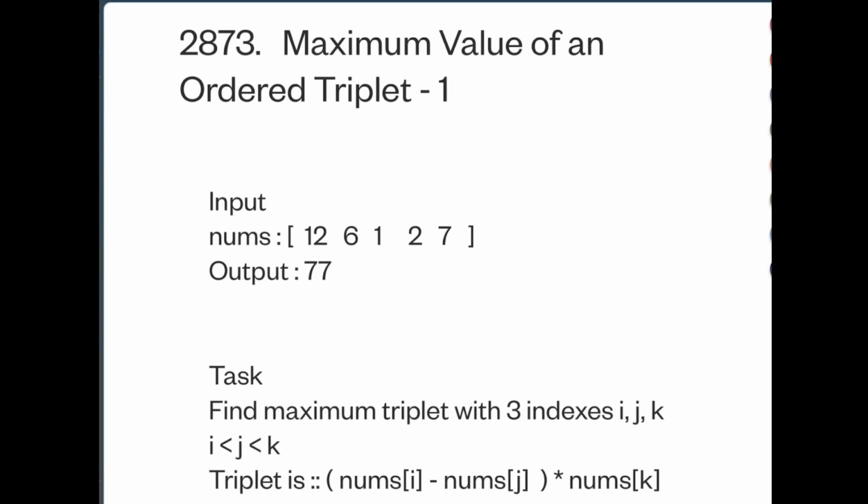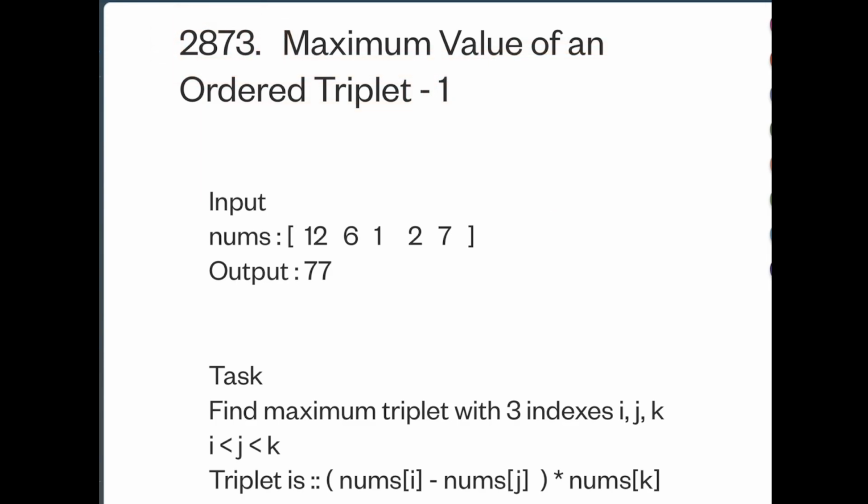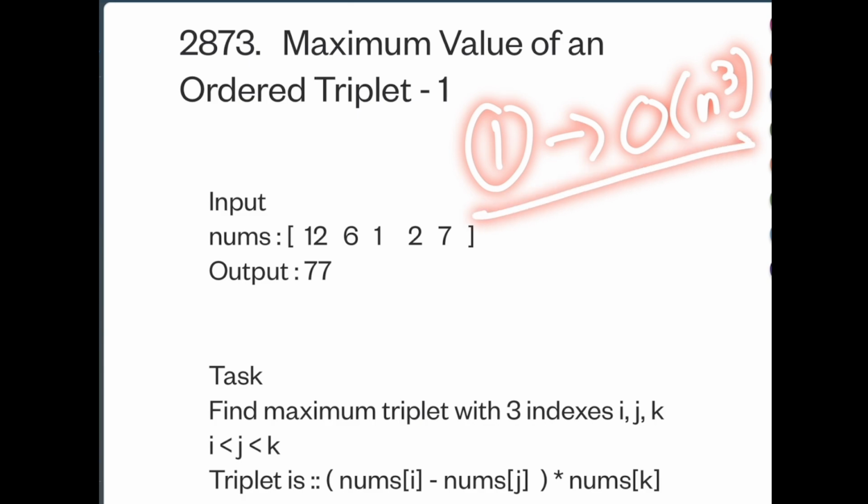In this video, we are going to solve the Leetcode problem of the day, and the problem is maximum value of an ordered triplet part 1. Question number is 2873. Even in the question, it is easy, and yes, we have two solutions for this. First solution is O of n cube time complexity, and this solution is easy.